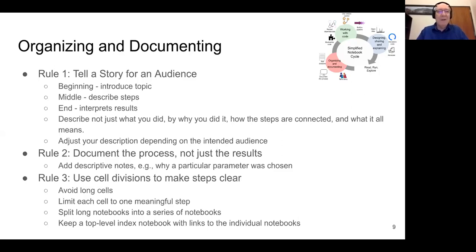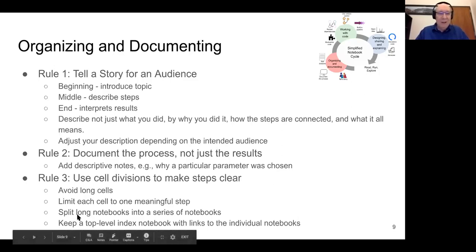That is part of the scientific paper, but it's a good practice to put your interpretation already into the notebook itself. And then you also need to think about your audience. If you show your notebook at a lab meeting, maybe you need to show more detail, but if you show it to the general audience, you may need to do things at a higher level. So our rule 2 is to document the process, not just the results. So you should add notes throughout on why you chose particular parameters, etc.